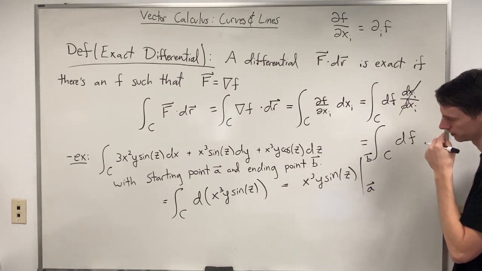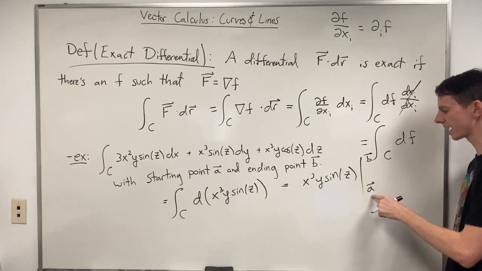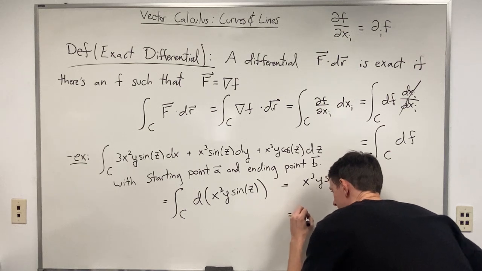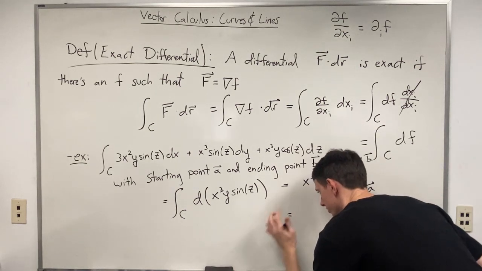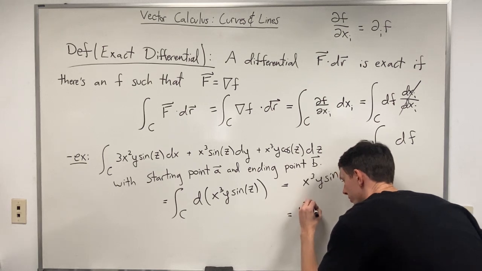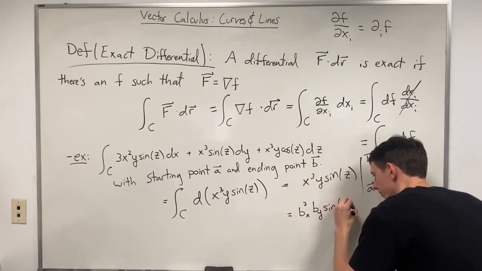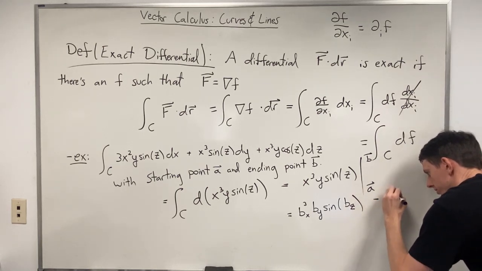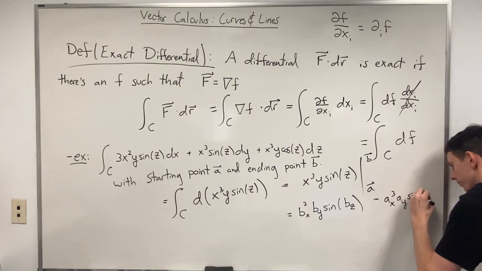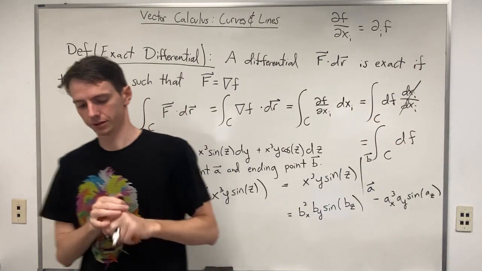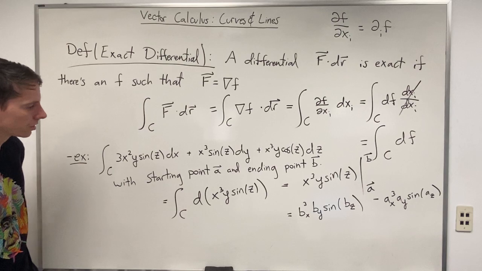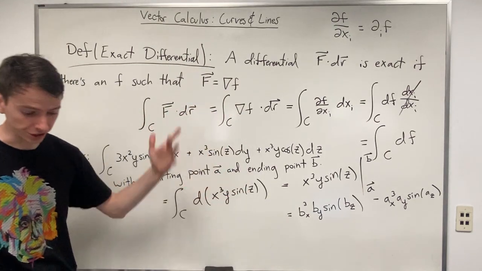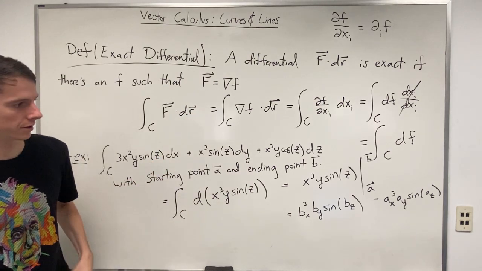So I guess that this had components ax, ay, az, and this had components bx, by, bz. This would equate to, excuse me, bx cubed by sine of bz, like this, minus ax cubed ay sine of az, like this. And now you've immediately found your line integral without having to go through all of the standard procedures for performing a line integral that we've seen in the previous video.